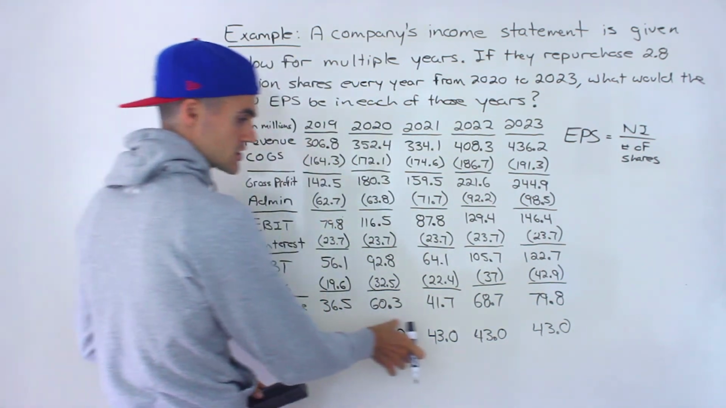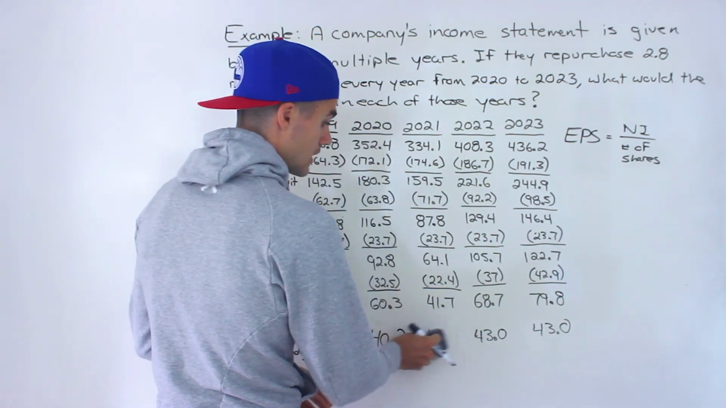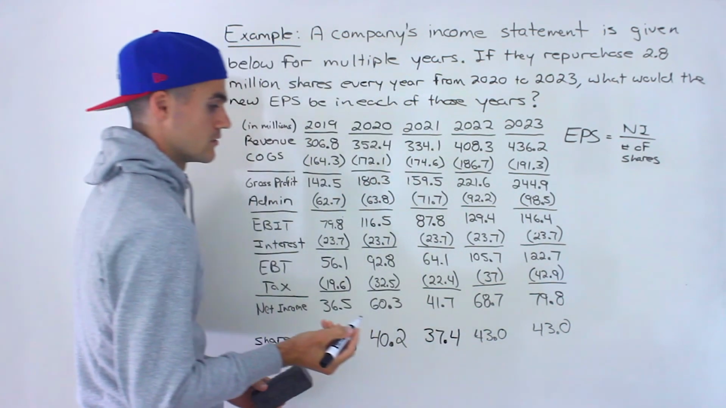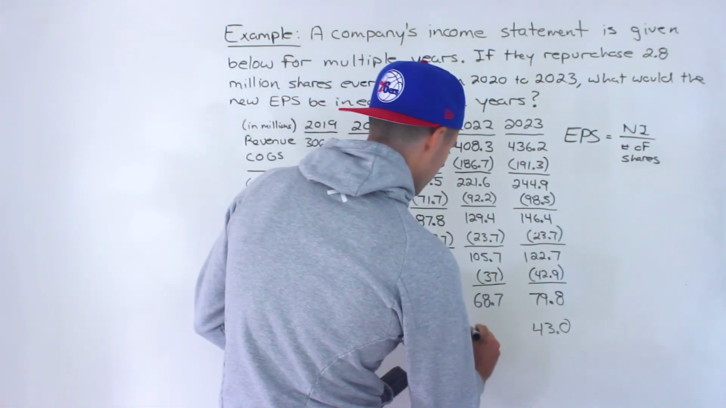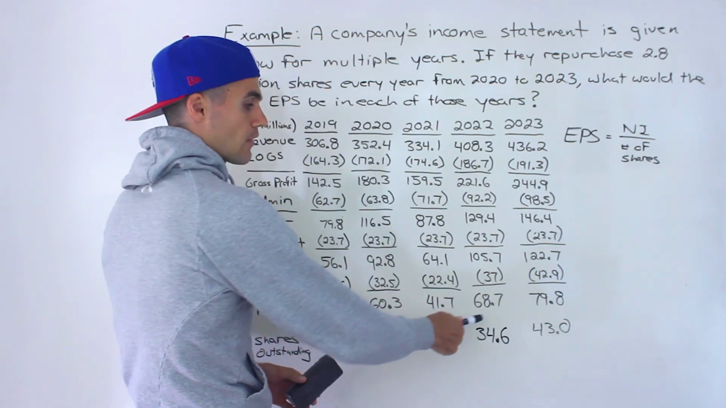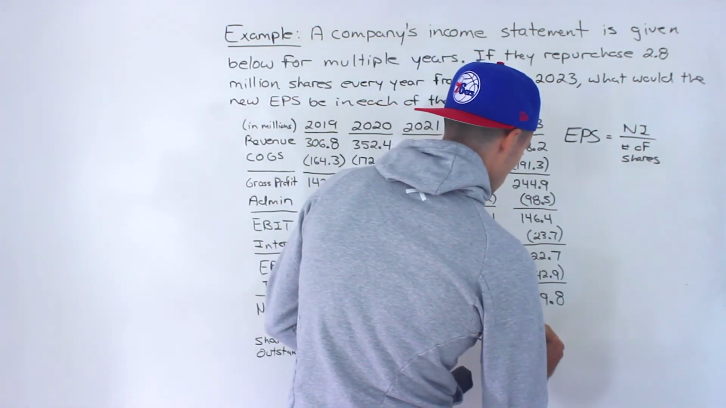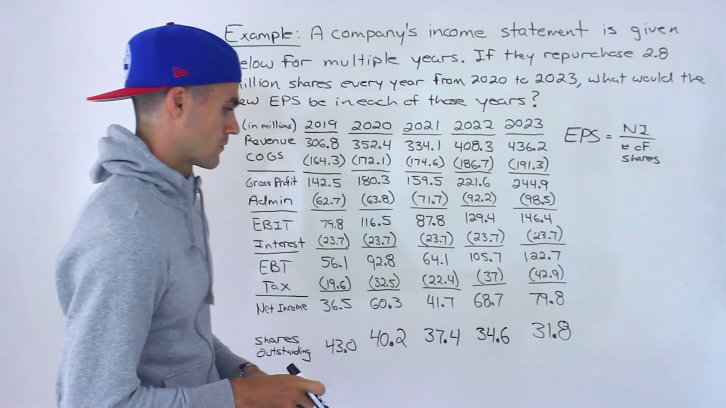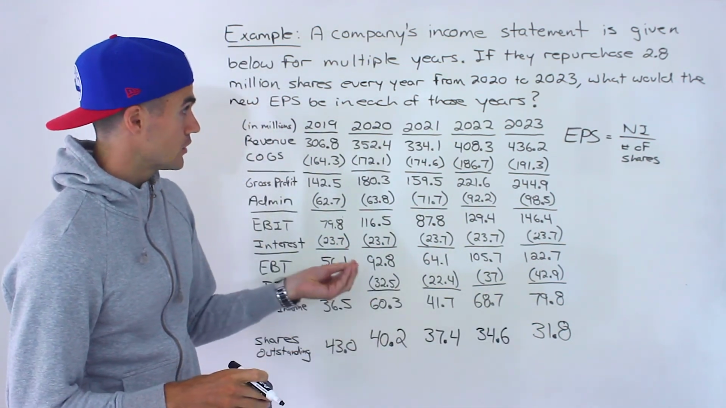million shares. So we're going to just adjust this row over here. And then the next year, 40.2 minus 2.8 would give us 37.4. And then 37.4 minus 2.8 would give us 34.6. And then 34.6 minus 2.8 would give us 31.8 million.